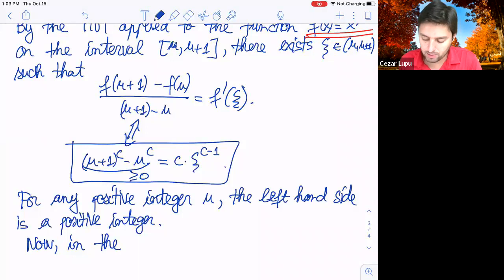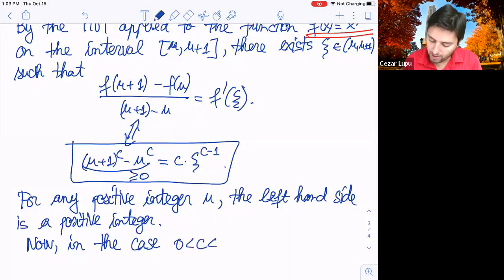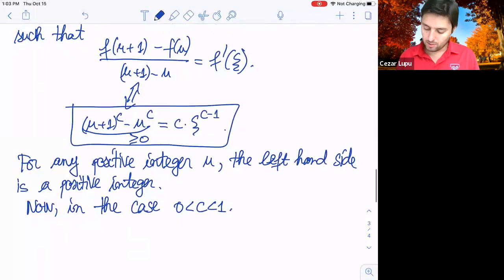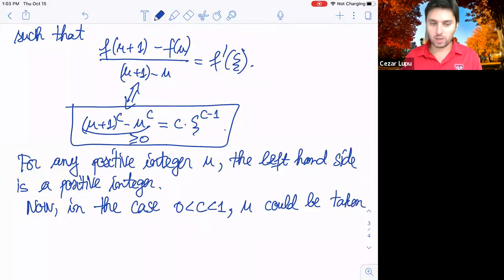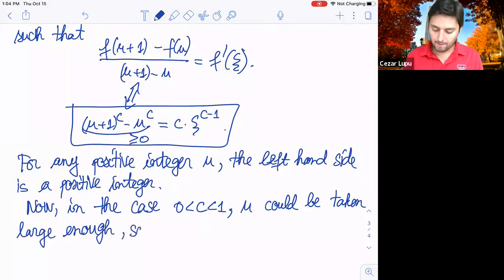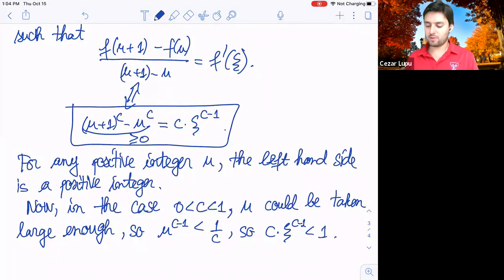So the only thing I have to show is that c is not in between 0 and 1. So now if we take c to be between 0 and 1, right? I want to exclude this case. u could be taken large enough, so we can take u to be large enough so that this will imply that u to the power c minus 1 is less than 1 over c. So this guy, c times u to the power c minus 1, is less than 1.